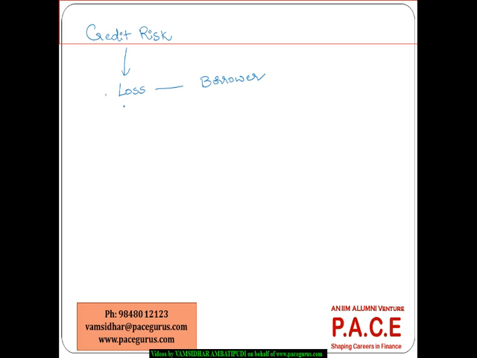Any lender is exposed to credit risk where the borrower of that particular lender is not making a timely payment of the interest and principal. Whenever the interest and the principal have fallen due, and the timely payment of that is not done, that is where we say that the lender is exposed to credit risk.